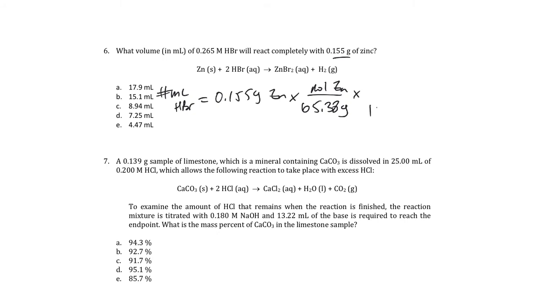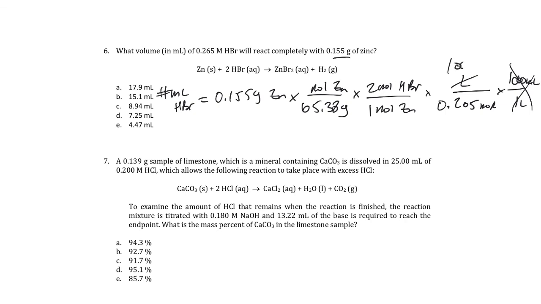According to the reaction, for every 1 mole of zinc that reacts, we need there to be 2 moles of HBr present. And then we're adding HBr, where it's 0.265 moles per liter. And 1 liter is 1,000 milliliters. Sometimes I just write this step here, where I just say 1 liter is 1,000 milliliters, to shorten the steps. You can write it as 2 steps. I don't care what you do. But that's why sometimes I write it out in a little bit more shorthand form.